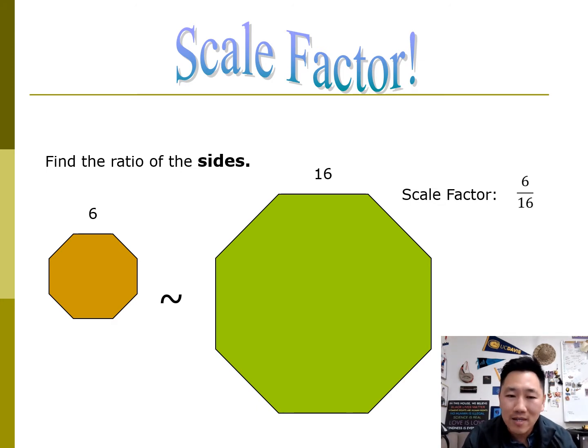One of the sides is 6. You compare it to the other side, which is 16. That is the scale factor, but you always have to reduce. Reduce it down to 3 over 8. All right, so that was just comparing the sides.